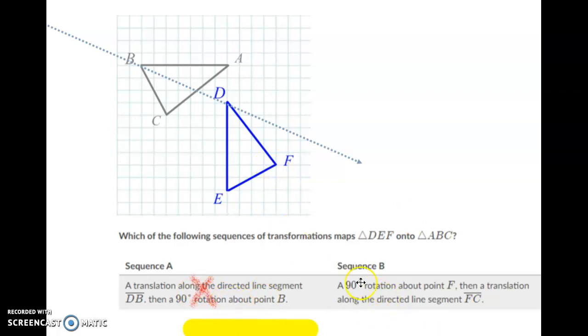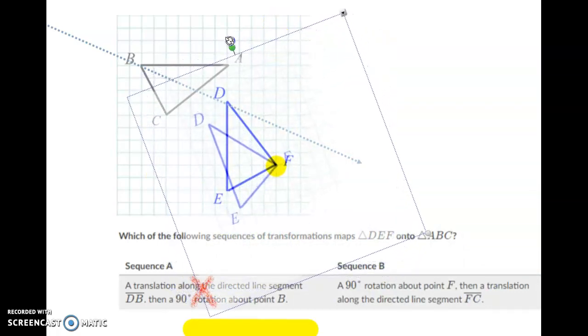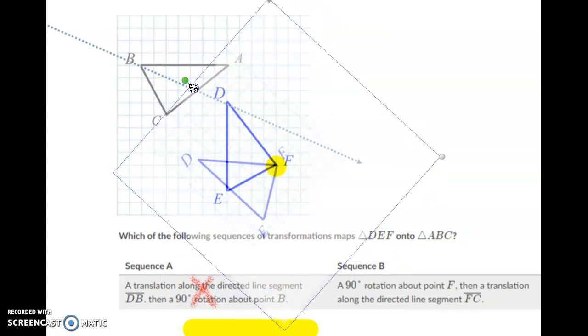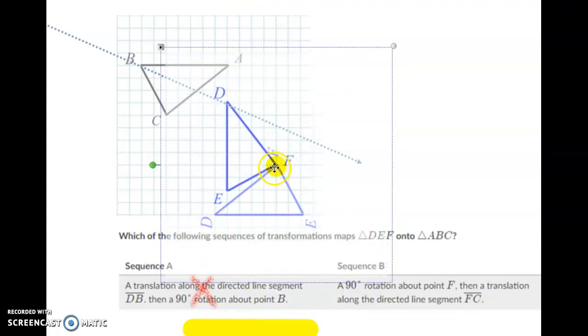The second one says, I'm going to start with my DEF triangle, and I'm going to start with a rotation about point F. So I'm going to take a pin, and I'm going to pin the triangle here and then spin it. Positive means counterclockwise, 90 degrees, and let's see where I land. So here's this DEF, and I'm going to spin it now. Counterclockwise, 90 degrees, and notice how it's pinned on the F. That would be a 90-degree rotation pinned there.